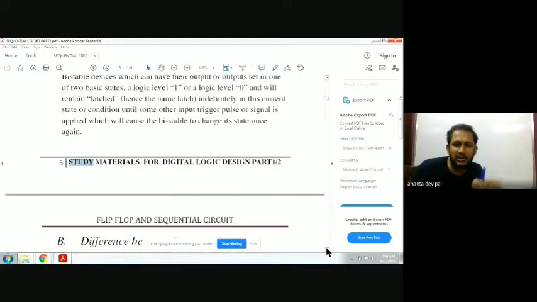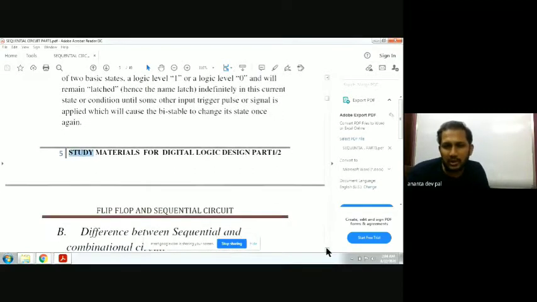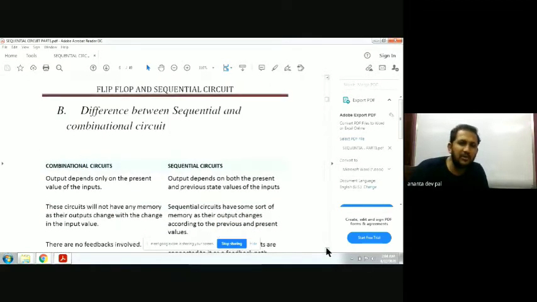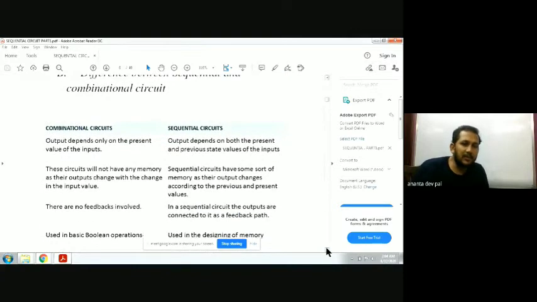It can store 1 or 0, so it is a bistable device. So this is the difference between sequential and combinator circuit. In combinator circuit, output depends only on the present value of the input. In sequence circuit, output depends on the present and previous states values of the input. In combinator circuit, this circuit will not have any memory, as their output changes with the change of input variable. In sequence circuit, there is a memory, so that it can change its output to the input.